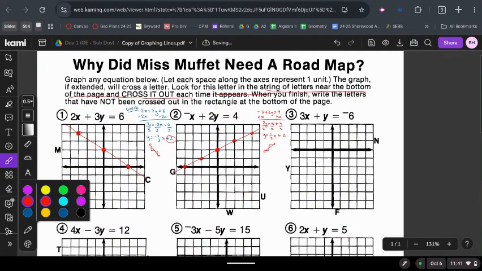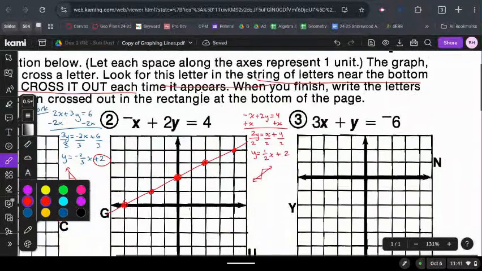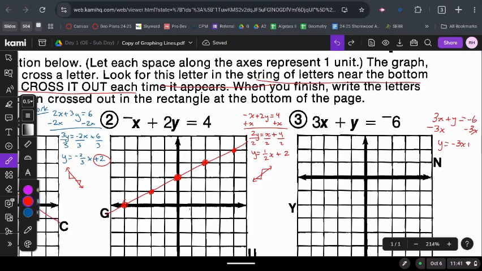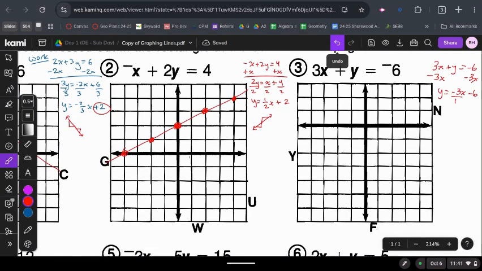All right, last one is 3x plus y is equal to negative 6. So I'm going to start by subtracting that 3x from both sides. And I get y is equal to negative 3x plus 6. Oh, minus 6. And that's it, because that negative 3 is over 1. There's no coefficient next to y. So I go down to negative 6.